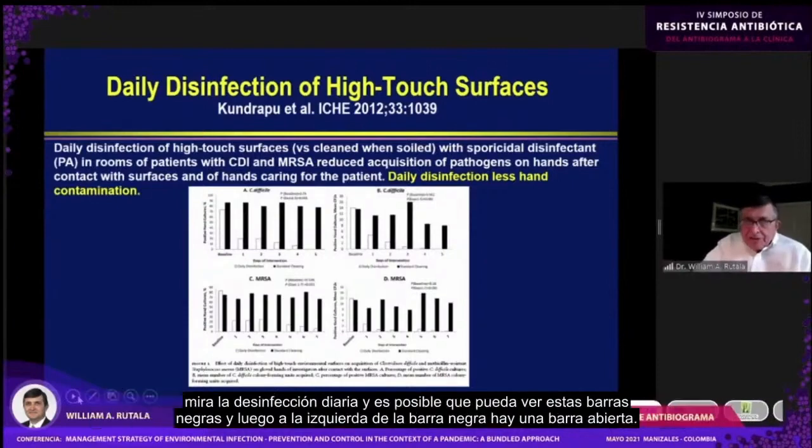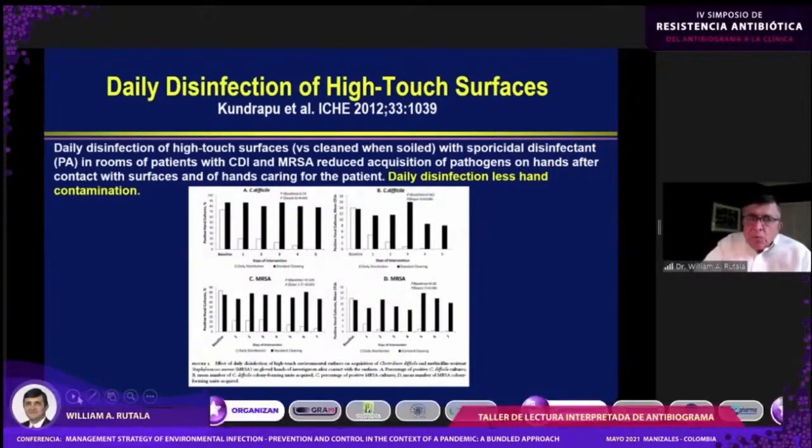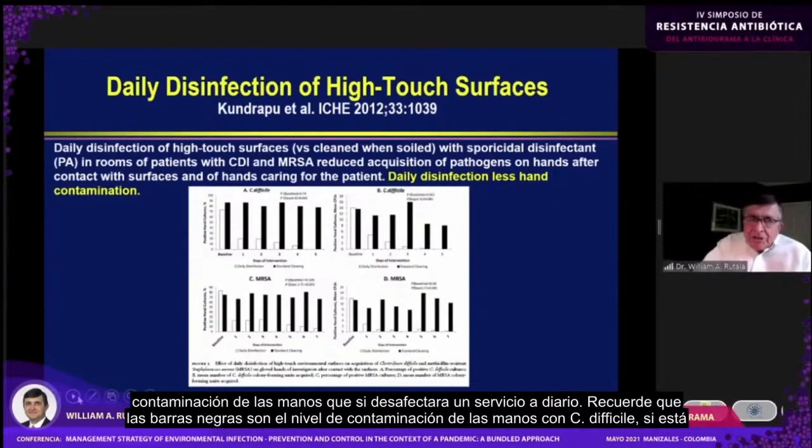Now, this is one of the studies that looks at daily disinfection. And you may be able to see these black bars, and then to the left of the black bar is an open bar. The black bar essentially shows the level of hand contamination with C. difficile or MRSA if you only disinfect when soiled. That is, you only disinfect a surface when it's soiled. So you can see if you only disinfect a surface when it is visibly soiled, there is a lot more hand contamination than if you disinfected a surface on a daily basis.